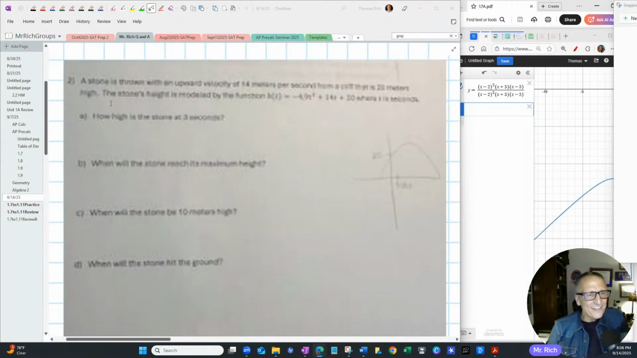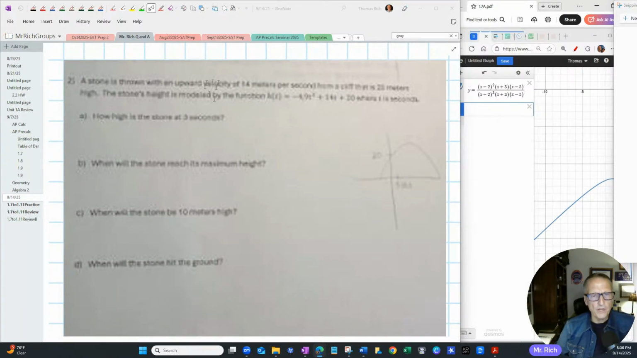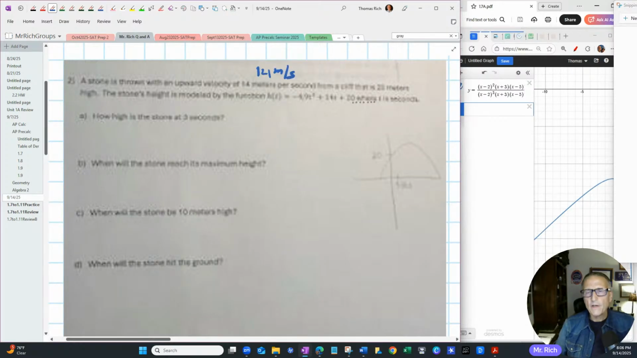All right, I'm going to read it. I think I can make it out. A stone is thrown with an upward velocity at 14 meters per second from a cliff that is 20 meters high, maybe. The stone's height is modeled by the function h of t equals... I'll write it. It looks like it's negative 4.9 t squared, oh boy, plus 14t plus 60.